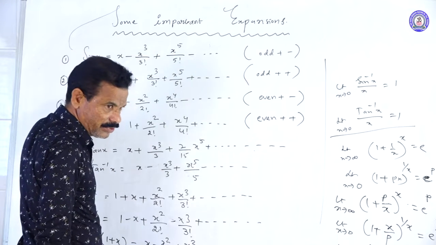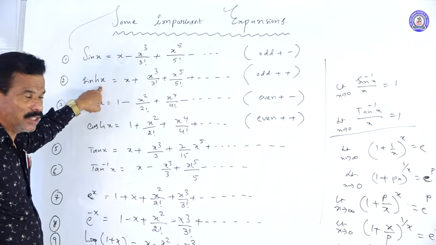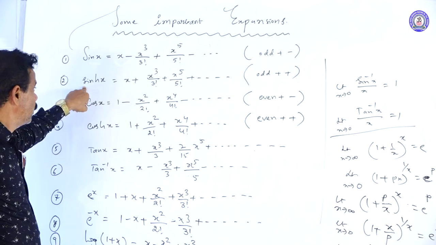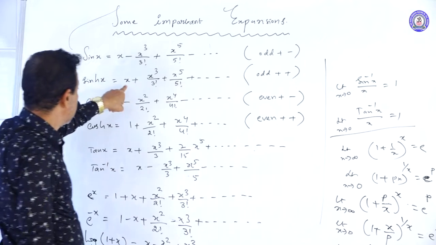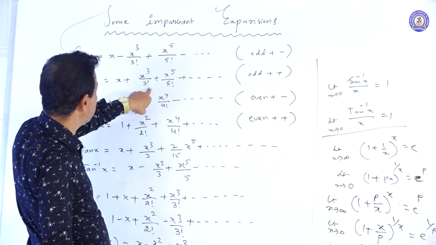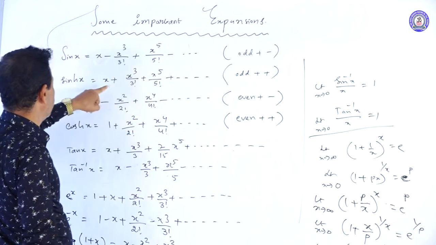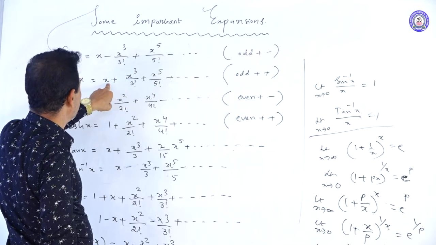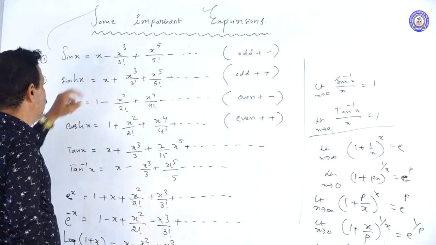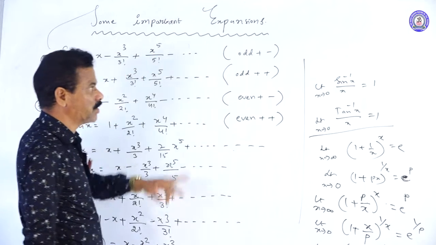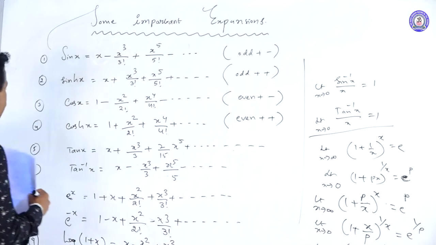Here sin hx, this is not in our Tamil Nadu syllabus, hyperbolic functions. This is the hyperbolic function that is denoted by sin hx. H means hyperbolic. That is equal to x plus x cube by 3 factorial, x power of 5 by 5 factorial and so on. Here all are odd terms, all with plus signs. So actually sin hx is the hyperbolic function.